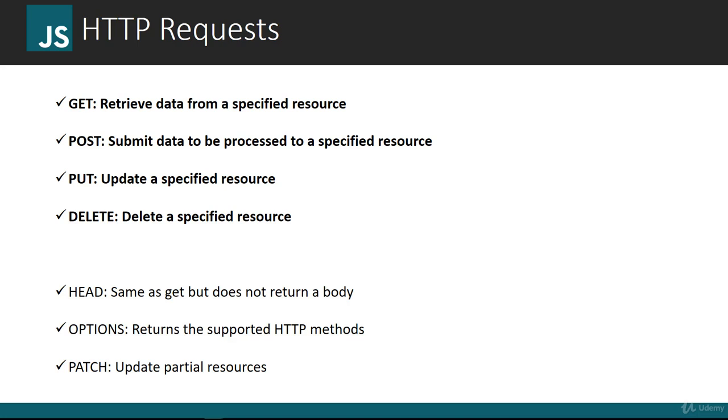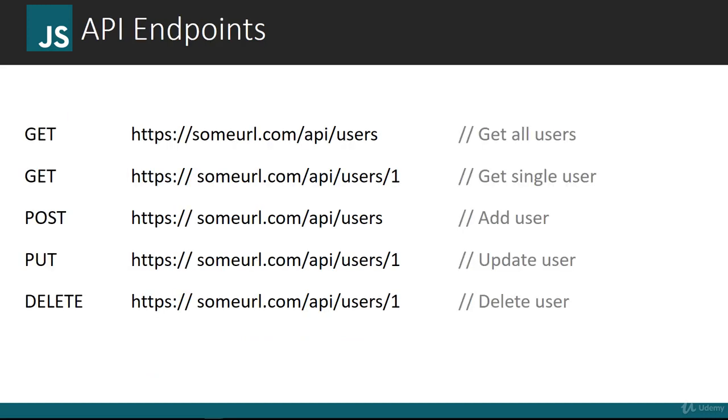Now, there's others as well, such as HEAD, which is the same as GET but doesn't return a body, it just returns the header. We have OPTIONS, which returns the supported HTTP methods of that specific server or API, and then PATCH, which updates partial resources. Okay, it's similar to PUT, but we're going to focus on the main four.